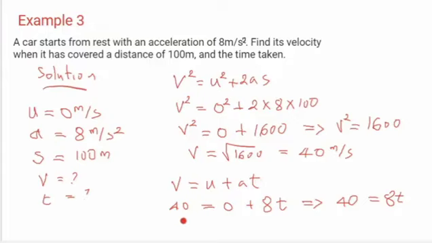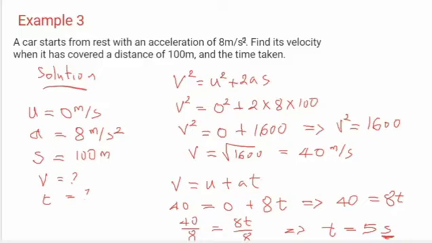We're going to have 40 over 8 equals 8T over 8. So therefore T will now be equal to 40 over 8, which is 5 seconds. That becomes our answer.